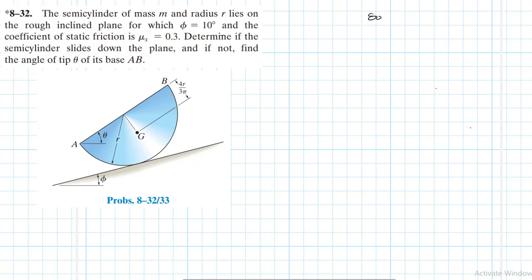This problem is coming from the Engineering Mechanics Statics textbook, 13th edition by R.C. Hibbeler. So we've got a semi-cylinder of mass m and radius r, lying on a rough inclined plane. This simply means there is friction between the cylinder and the contacting point with the inclined rough surface.